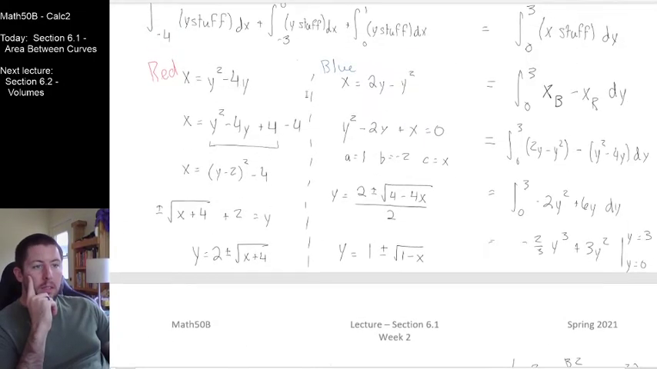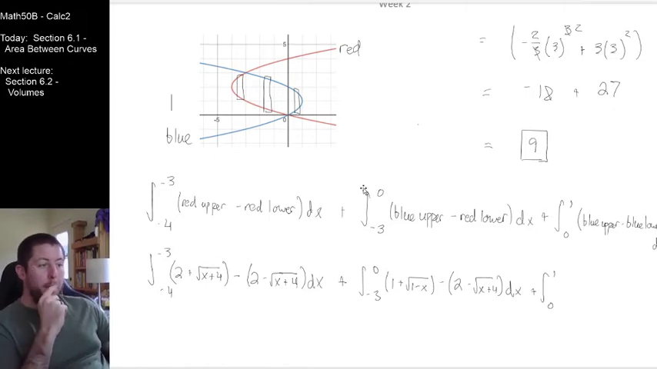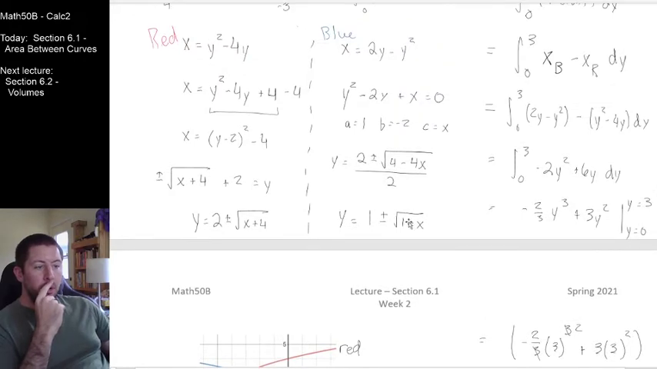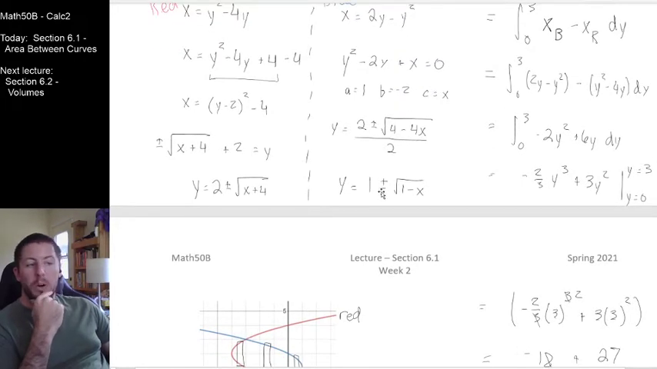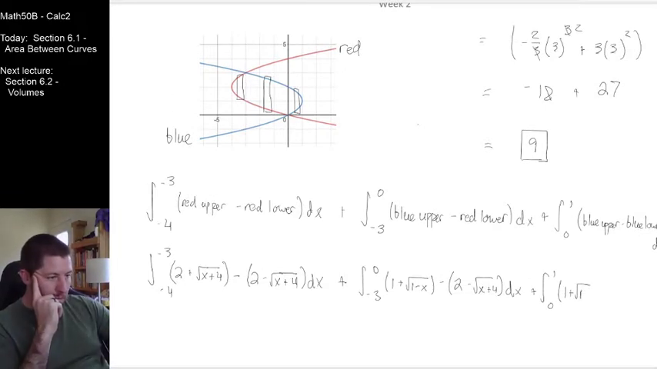Minus red lower. Red lower is 2 minus square root of x plus 4. For our final integral, from 0 to 1, blue upper minus blue lower. Blue upper is the plus, blue lower is the minus, so a 1 plus 1 minus root x, minus 1 minus square root of 1 minus x.